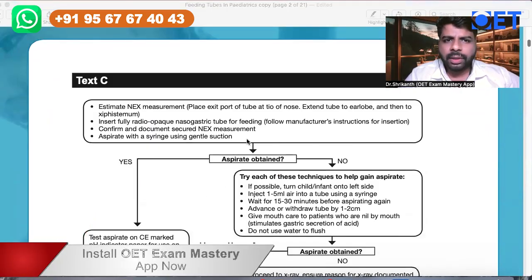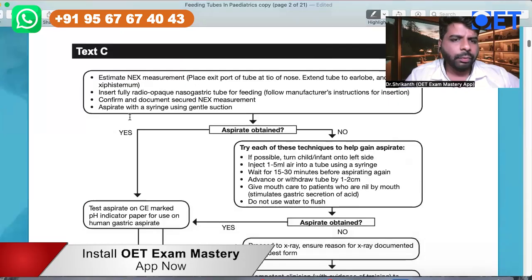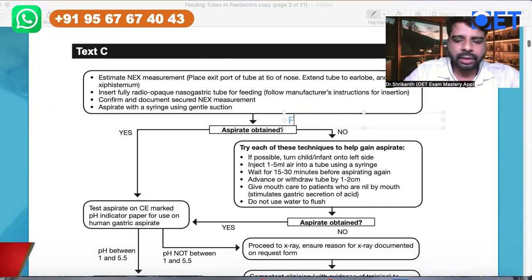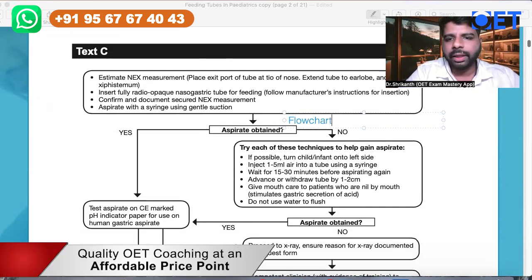Okay, so now let's come to text C. Text C is a flow chart. This is what we call a flow chart, right? So I'll just type it over here. This is something that we learned when we were college students or school students. So we have a flow chart over here.